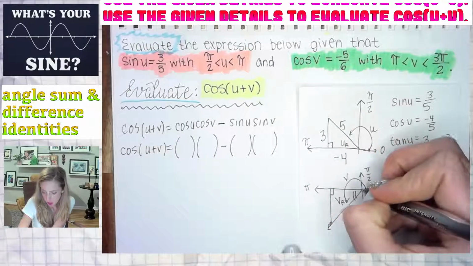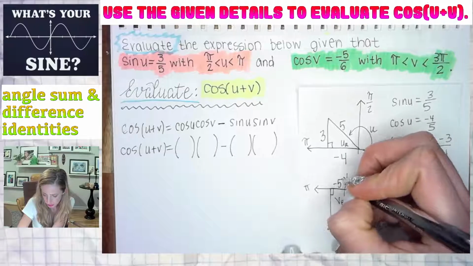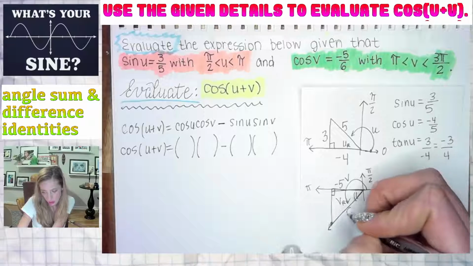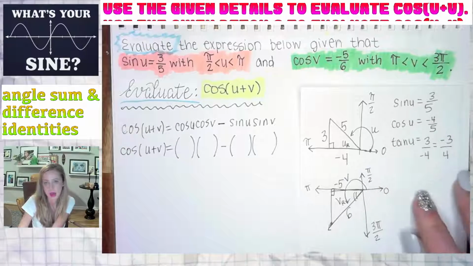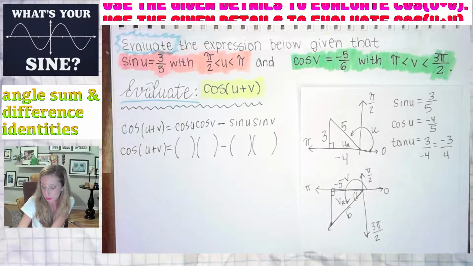Adjacent over hypotenuse, so negative 5 represents this side right there over 6. Now, this is not a Pythagorean triple. That is not negative 4. It's not always just 3 numbers in a row.